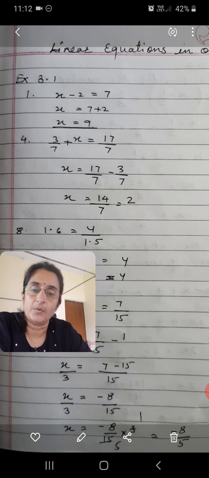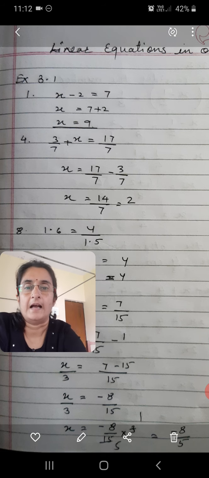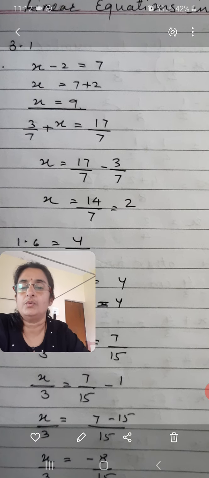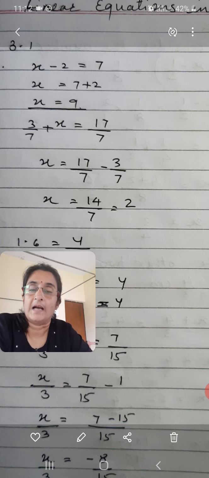We have to keep only the variable on one side, so it will be easy to solve. Now we'll keep x as it is on the left hand side, and we'll take minus 2 to the right hand side. So minus 2, when it goes to the right hand side, becomes plus 2. So 7 plus 2 is 9. So x value is 9 there.